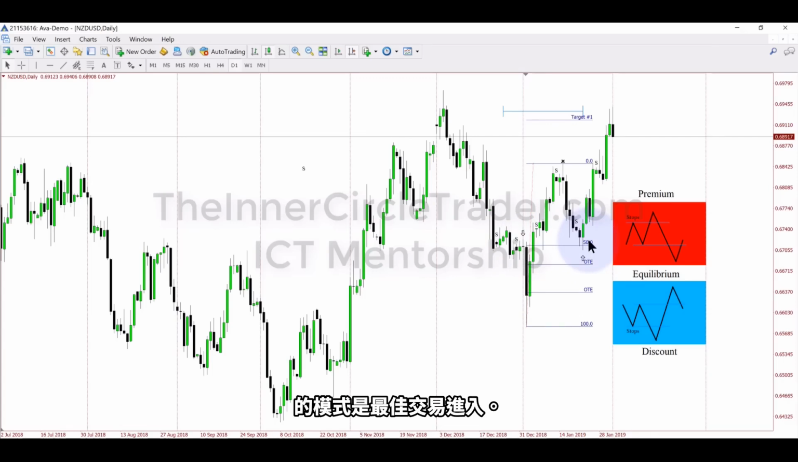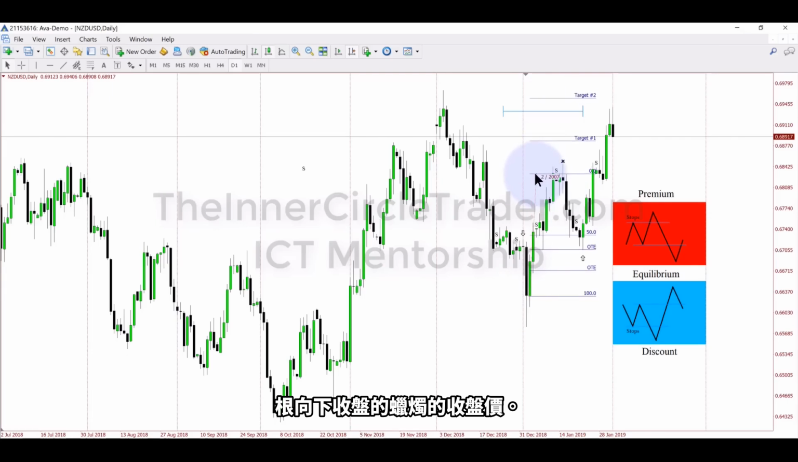Remember, the pattern we used for this model was optimal trade entry. We use the bodies of the candle. We have the lower of the bodies on this candle with the open. So the open on this candle is lower than the close on this down close candle. So we start there, and we drop this down to the highest close. There we are. Bingo. 62% retracement level. So there's our level we're looking for.